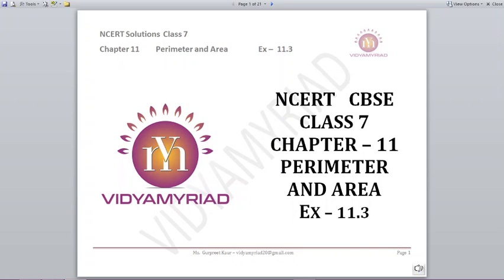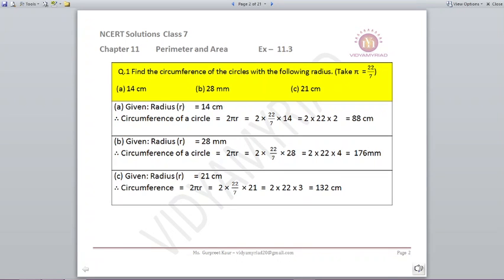This video is made for class 7 on chapter number 11, perimeter and area, and today we are going to begin with exercise 11.3 from NCERT. Let's begin with question number 1.